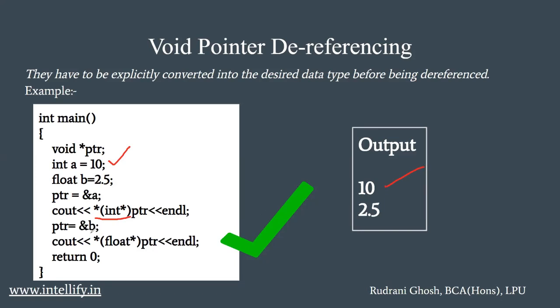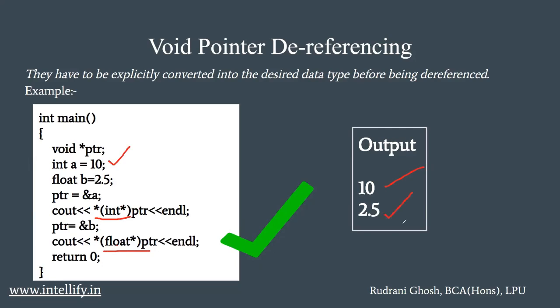Then we store the address of b in pointer ptr again. And now we print the pointer's value using float. We explicitly mention the data type float, and we know that the pointer is pointing to b now. Float matches with the data type of float b.